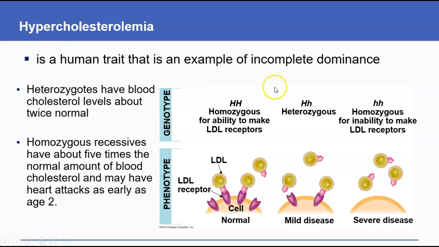Another case of incomplete dominance we can see in humans is hypercholesterolemia, which is a profound disease in a homozygous recessive individual that doesn't express a particular receptor for a particular type of lipid. So a heterozygous individual is going to have a mild disease that is intermediate between the homozygous parents.